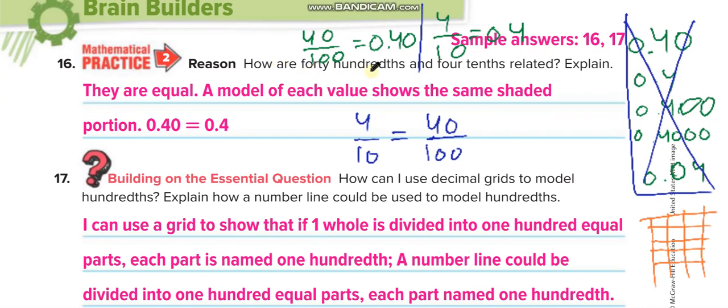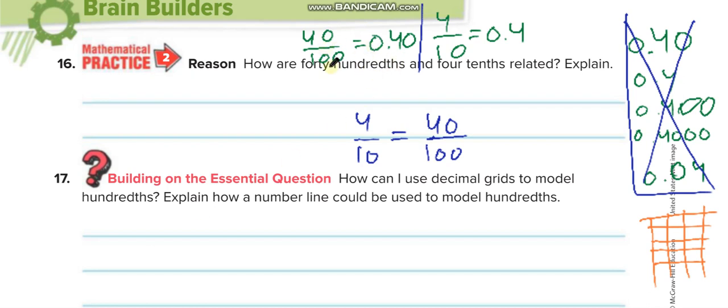how are 40 hundredths and 4 tenths related? See, guys, 0.40 or 0.4. 4 tenths or 40 hundredths. They are equal to each other. The decimal for 40 hundredths, 40 over 100 equals 0.40, and 4 tenths, 4 over 10 equals 0.4.